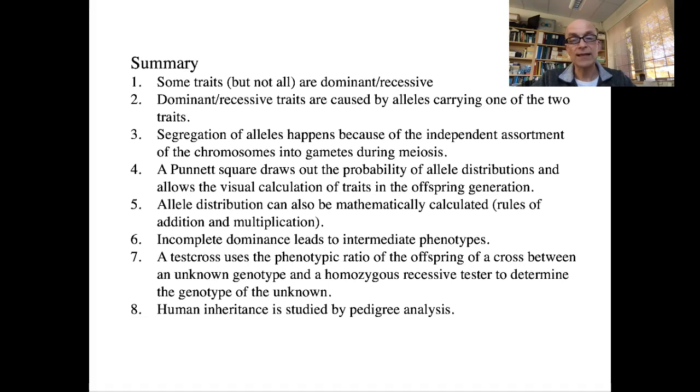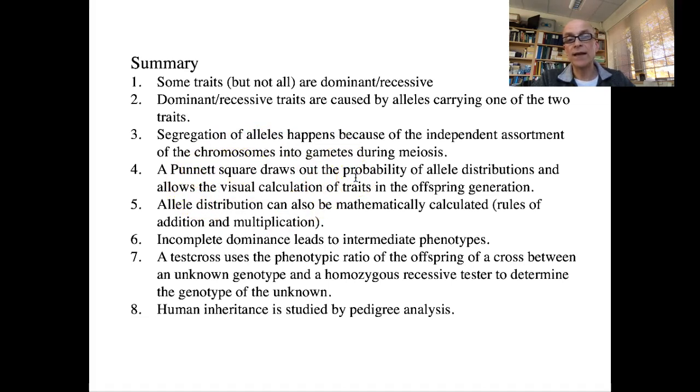So in order to understand any of this inheritance, it's really best to understand meiosis. Mendel didn't know much about meiosis, but he understood what was going on with the transmission just by looking at these traits. He didn't call them alleles, but looked at these traits that were segregated. So in retrospect, we can now much better understand that segregation happens because those alleles are independently assorted into different gametes during meiosis. We talked about a Punnett square.